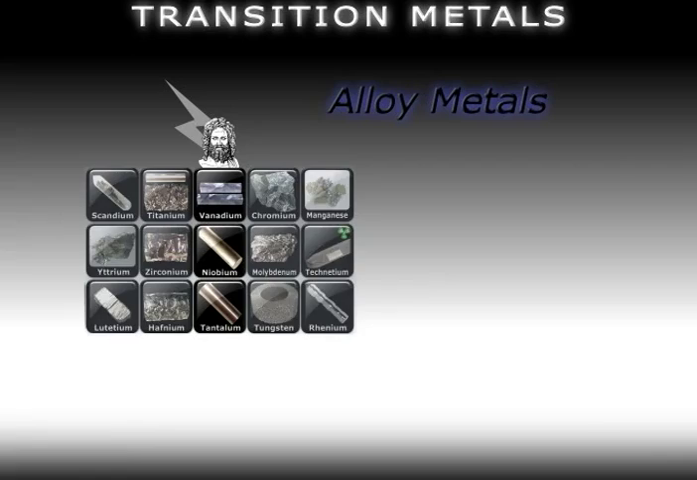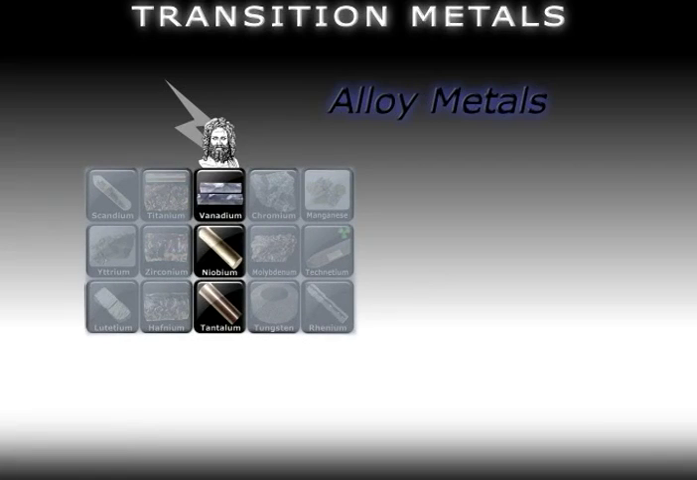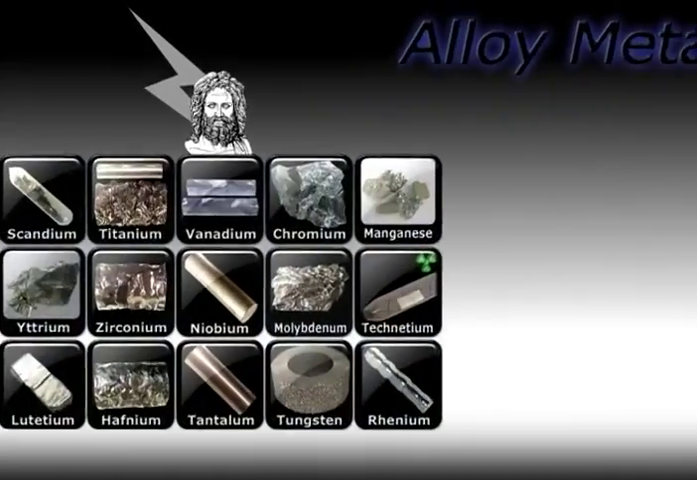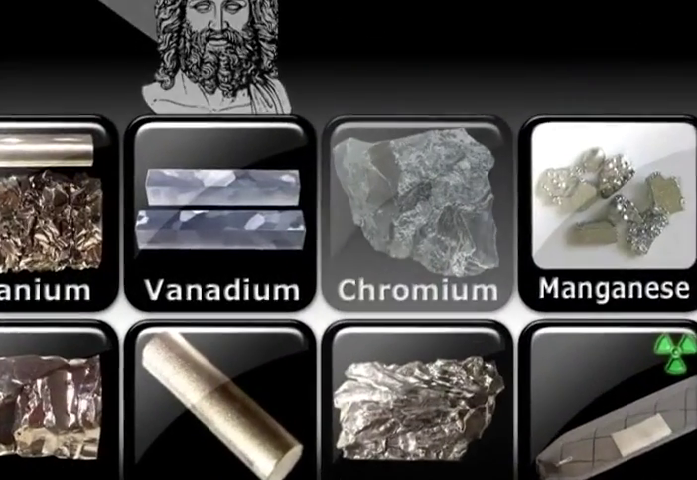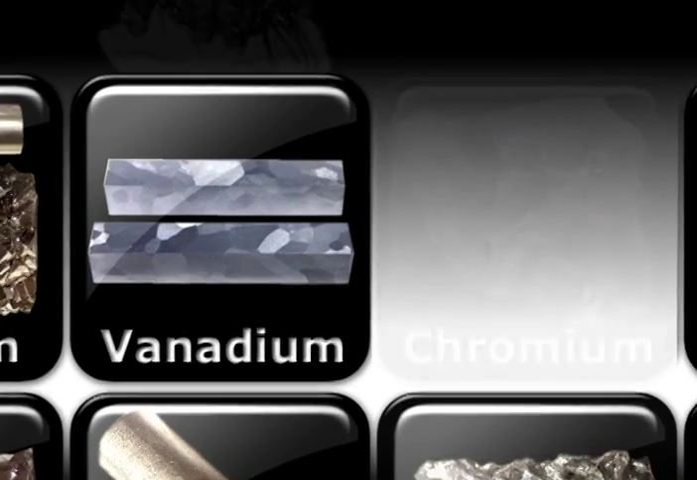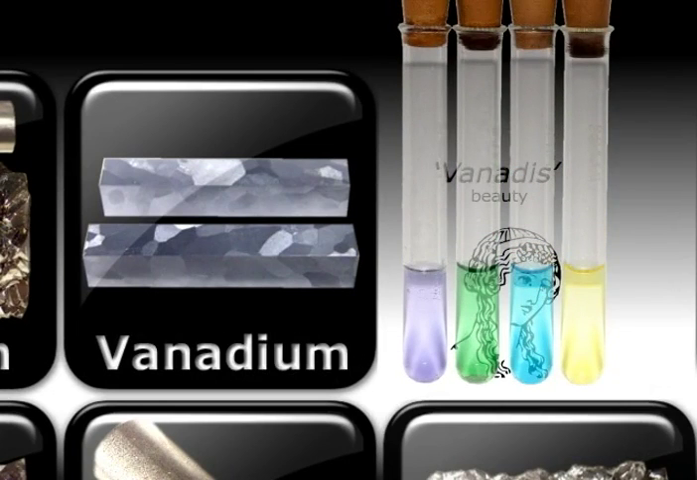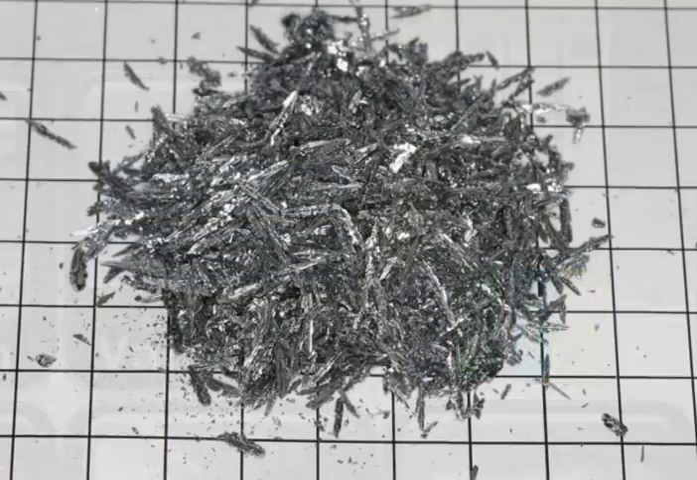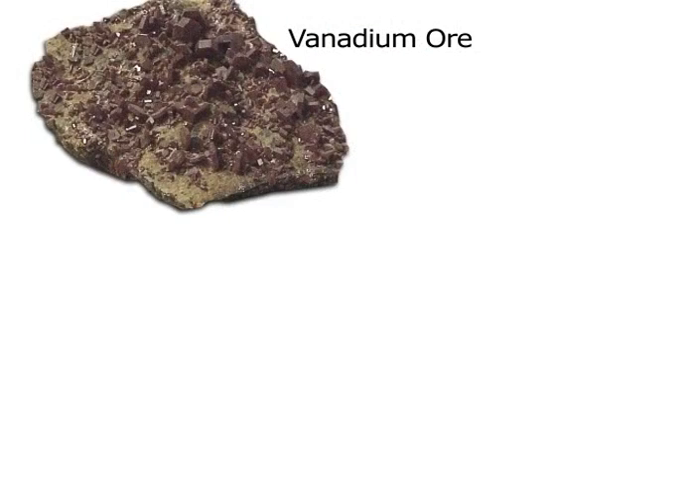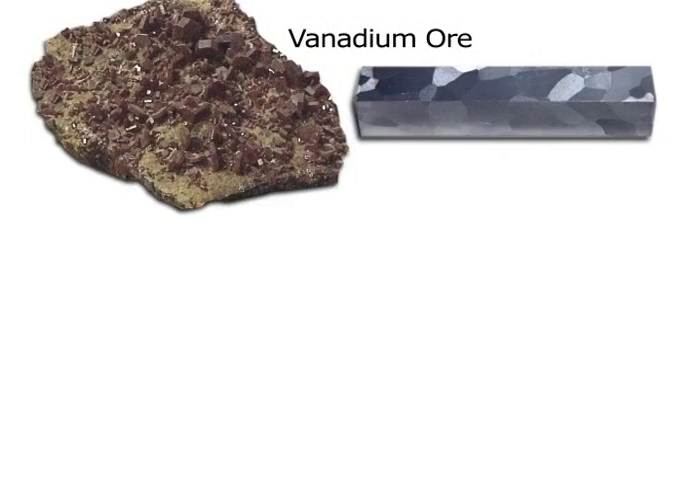All 3 elements in this alloy group are named after a mythological Greek god. Vanadium, named after the Scandinavian goddess of beauty, Venetis, due to the beauty of its compounds. It is essential to human life in minute quantities. And a touch of vanadium makes steel strong enough to make armored tanks.